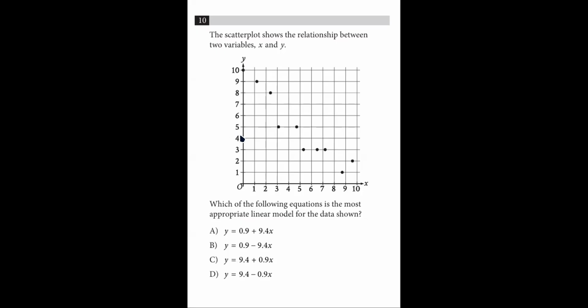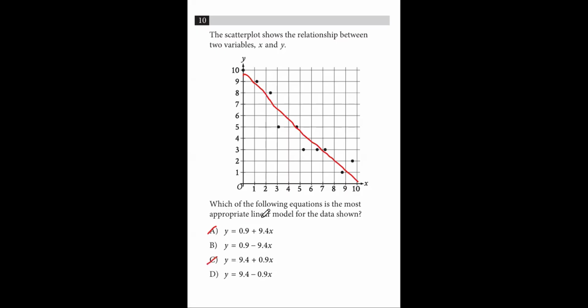Okay, so for question 10, we have a scatter plot between X and Y, and we want to find the most appropriate linear model for it. So there we go. That seems to match the points decently well. In this case, we have the intercepts on the left and the slopes on the right. The slope is negative, so this is a positive slope. You can rule that out. And this is a positive slope. You can rule that out. So these two have negative slopes.